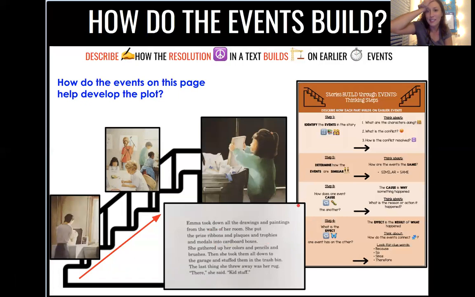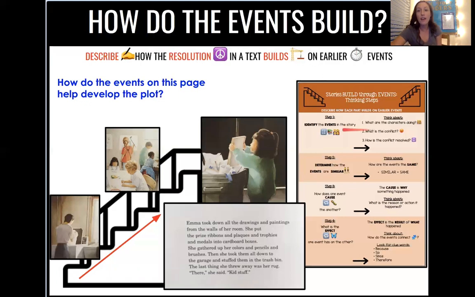Oh my goodness, Emma loves her rug so much. She was so upset when her mom washed it and now she's throwing it away. Let's talk about this. We have our question here that says, how do the events on this page help develop the plot? So did Emma solve her problem by throwing her rug away? Is she able to draw again? Not yet, not on this page. We don't see Emma drawing again. And we know right now at this point in the story that that's how she draws is with her rug.